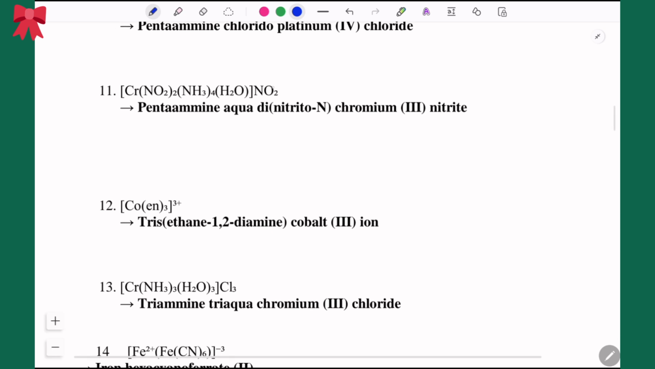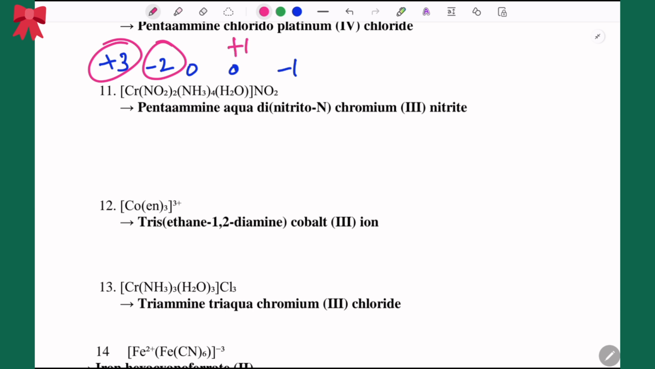Next one, again NO2 is -1, so you always start with that ion which is outside the square bracket and then do the rest of the calculation. So water is 0, ammonia is 0, this is -1 into 2 is -2, and this has to be +3 because +3 and -2 will give you the answer of +1, and +1 and -1 will give you the answer of 0. So alphabetically A, AM, then AQ, then N. Okay, remember that.